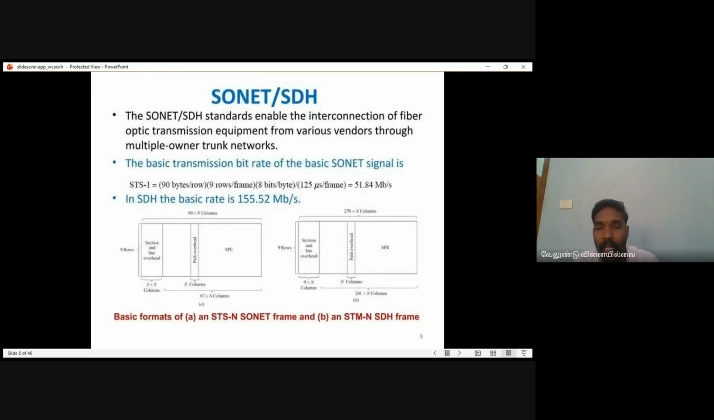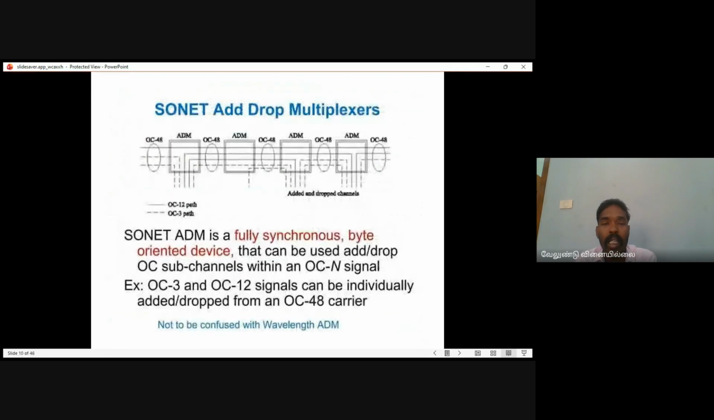Like a transmitter and receiver, we can call it a transceiver. Like that, multiplexer and demultiplexer together is called add drop multiplexing, which is called ADM. So this is the SONET add drop multiplexer. This is the general architecture of this one.